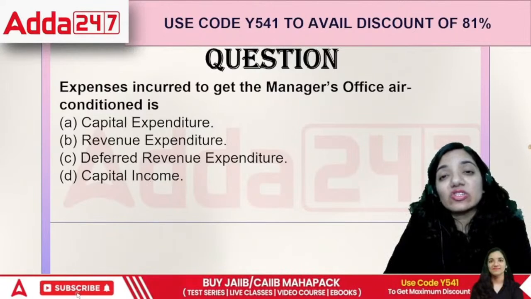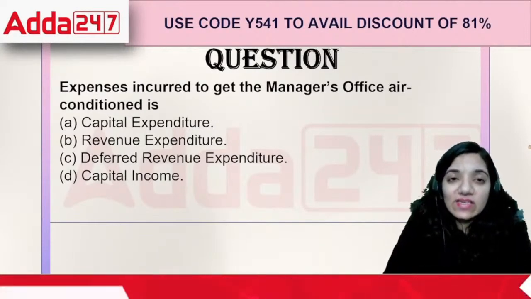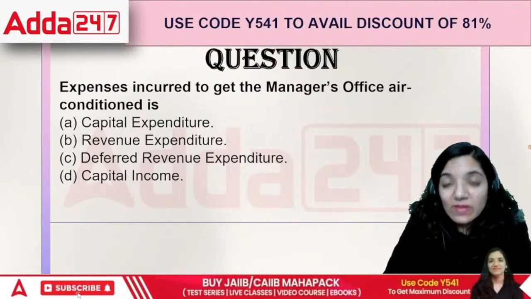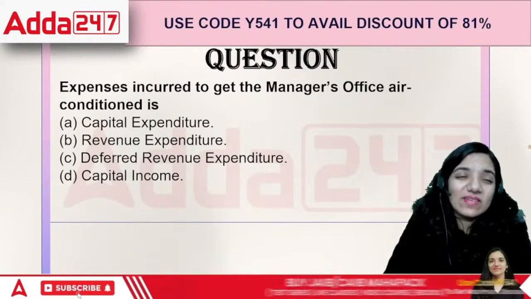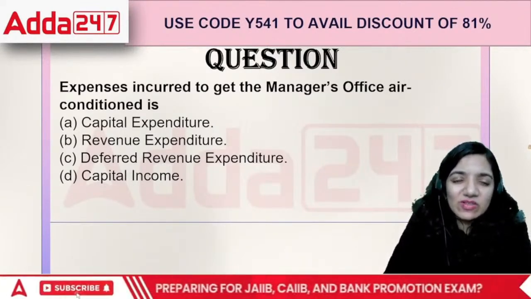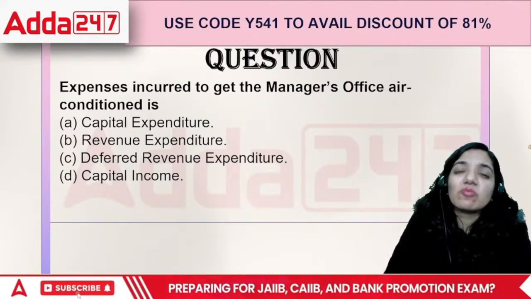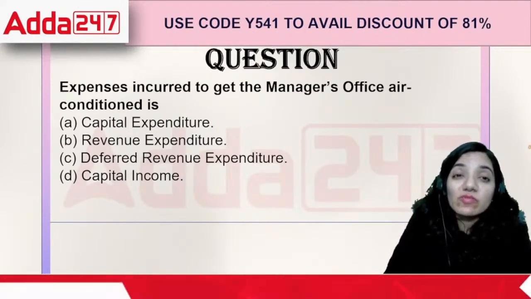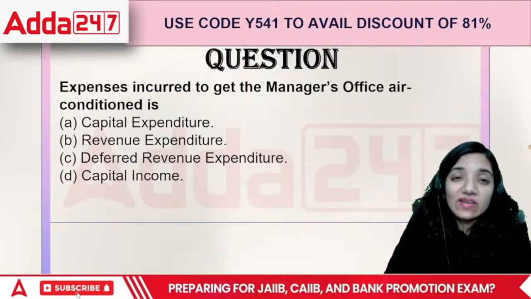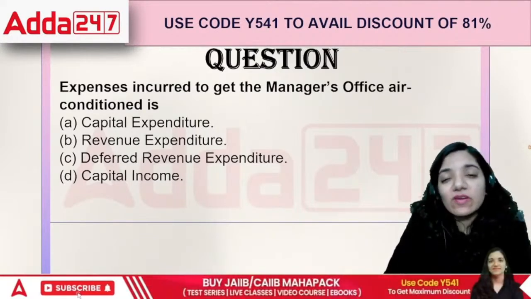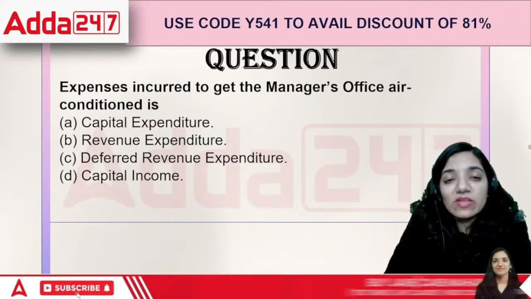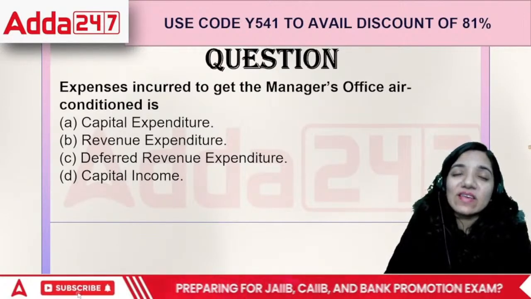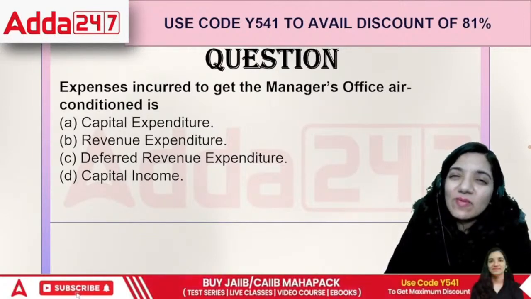Expenses incurred to get the manager's office air conditioned is. See, basically the manager who is working in the organization cannot work in weather which is very warm and at the same time has a good amount of moisture in the air. So it becomes difficult to work in such an atmosphere. So air conditioning is required in every nook and corner of the office. So when expenses are incurred to get the manager's office air conditioned, is it a capital expenditure, revenue expenditure, deferred revenue expenditure or capital income? It's an expenditure that we incur so that we maintain a healthy environment for the manager to work.